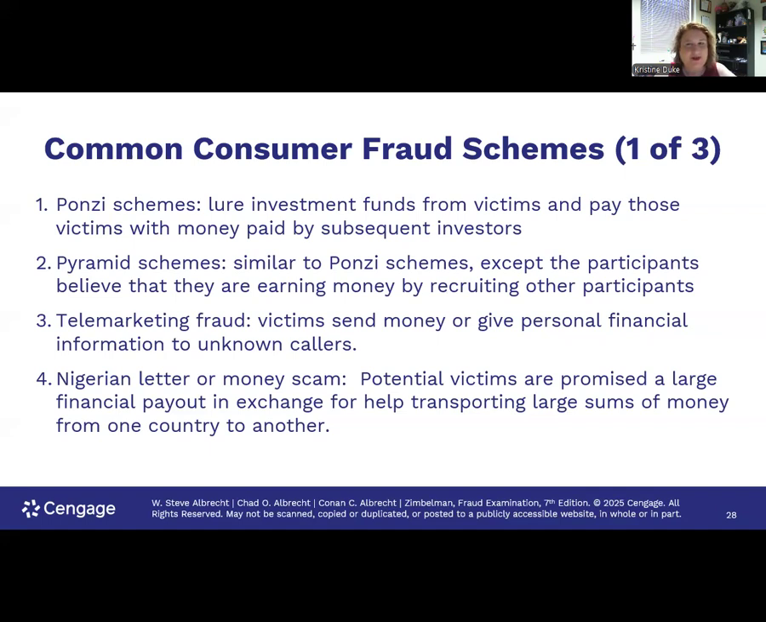Pyramid schemes are very similar to multi-level marketing. Multi-level marketing is not fraudulent, but it's bordering on that pyramid scheme. Okay, so be careful. I love my Mary Kay. Some people make a lot of money, others don't, but that is a multi-level marketing company.